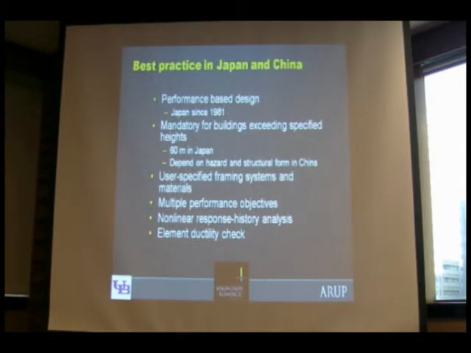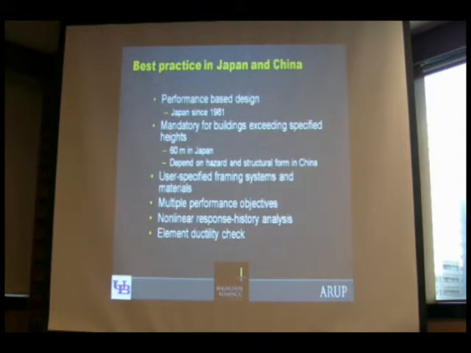Performance-based earthquake engineering has been mandatory in Japan for many years for buildings exceeding 60 metres in height. They recognised that their codes of practice weren't suitable for tall buildings, so they have required performance-based earthquake engineering of tall buildings for many years, and again they defined a tall building as 60 metres in height. And the corresponding limit in China depends upon the hazard and the seismic hazard and the structural form, but it's of the order of 50 to 60 metres.